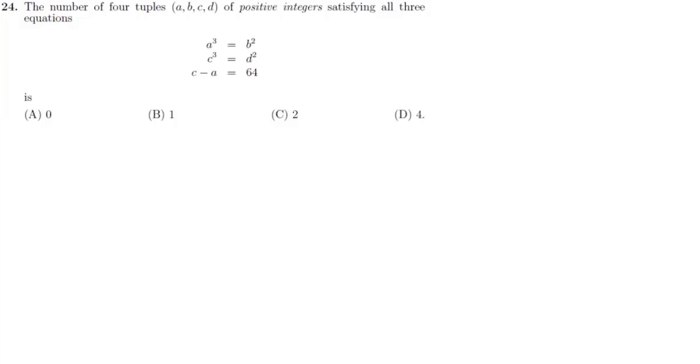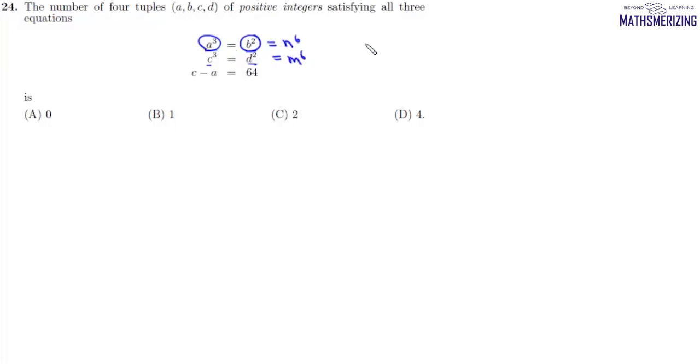Now question number 24 is number of 4 tuples ABCD of positive integers satisfying all these 3 equations: a cube equals b square, c cube equals d square, and c minus a equals 64. Now cube of a is equal to square of b, so that means it is equal to some n to the power 6. In the same way, cube of c is square of some number d, then it should be some n to the power 6.